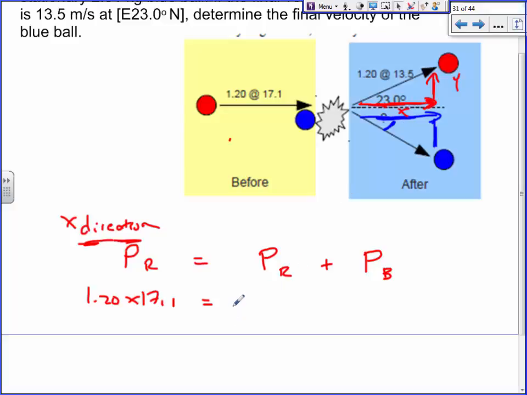So maybe a fast way of doing this would be to take the mass, which is still 120 since it hasn't broken into pieces, times 13.5, and then times the cosine of 23. That should get us the momentum in just the x direction. That makes sense? Then I'm going to solve for the momentum of B in the x direction. I'm just going to leave that for now. So, let's try this. Make sure you're in degrees, by the way, in case somehow you flipped into radians.